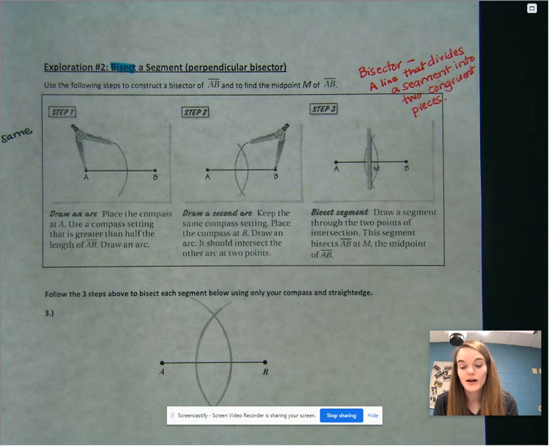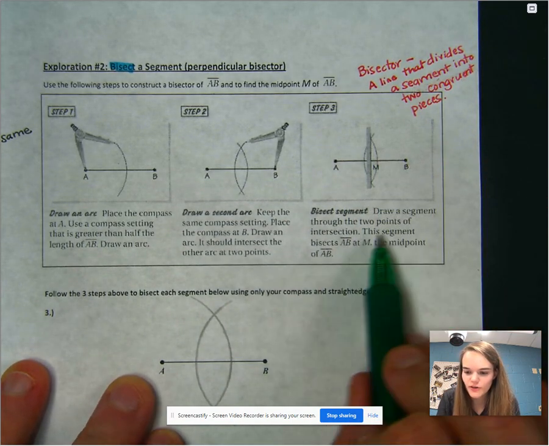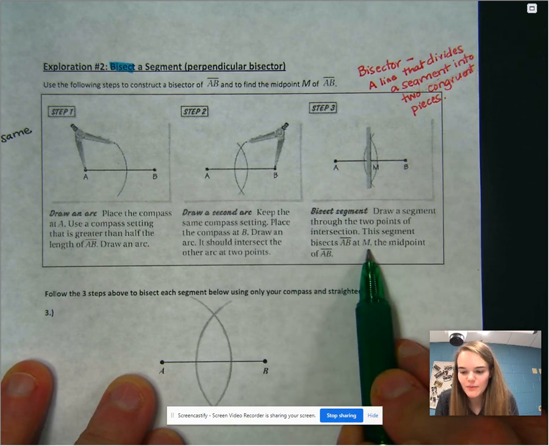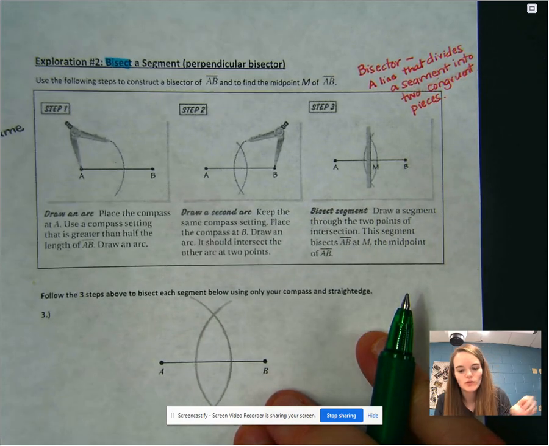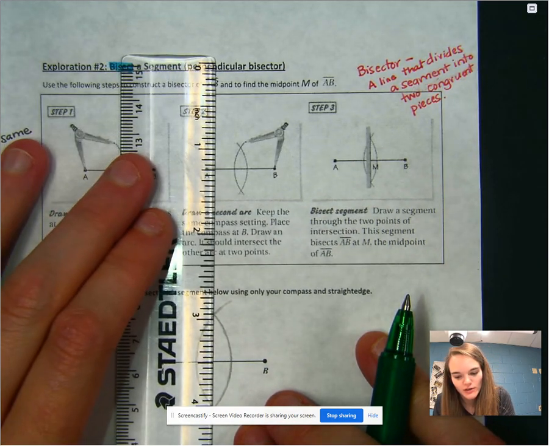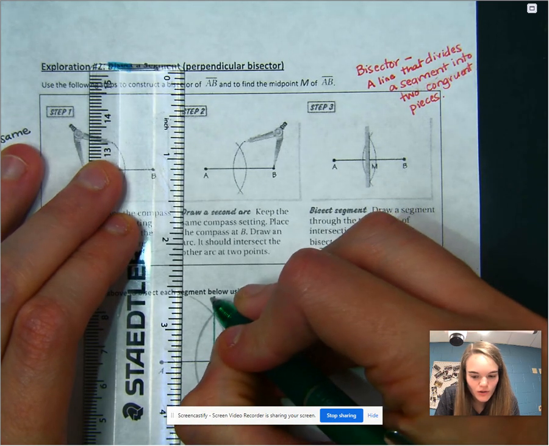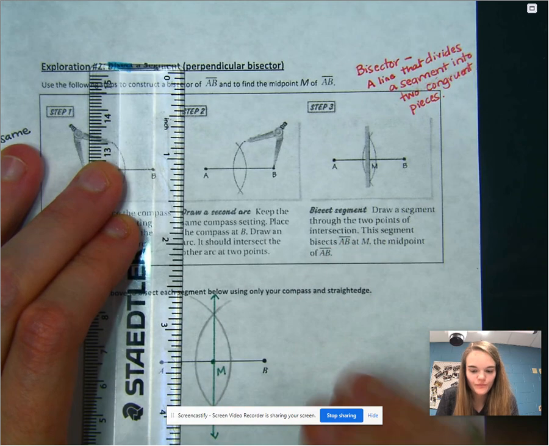Step 3, bisect the segment. Draw a segment through the 2 points of intersection. So let's label these points of intersection. Does it say to do that? No, then let's not. This segment bisects AB at M, the midpoint of AB. Okay. So put my straight edge here and here. Draw it straight through. I have bisected at point M. Okay.